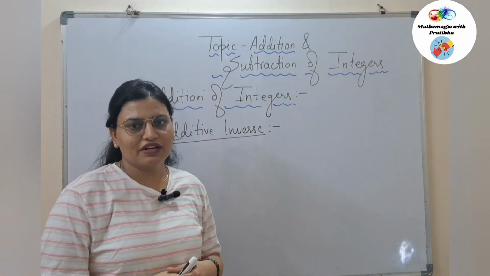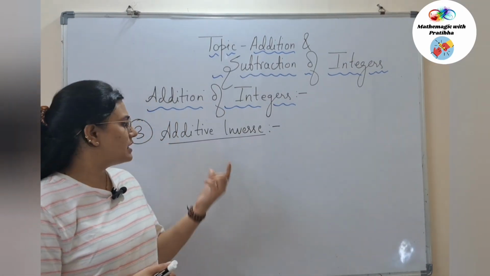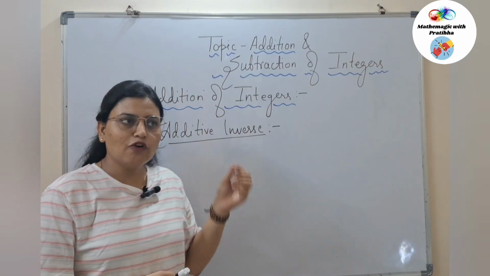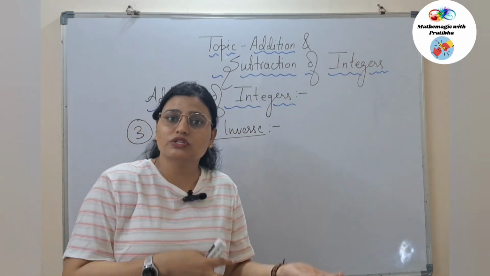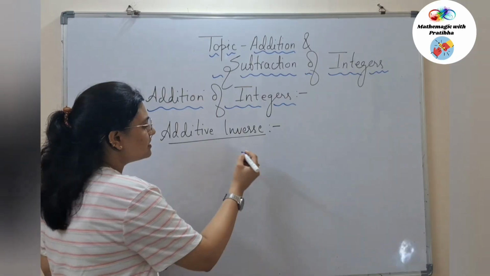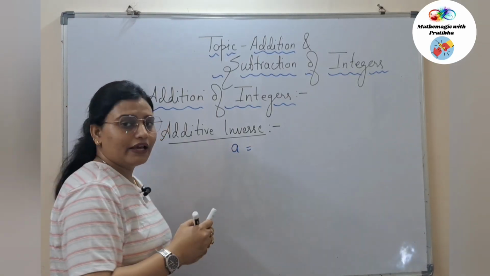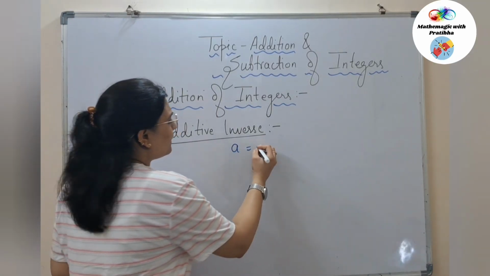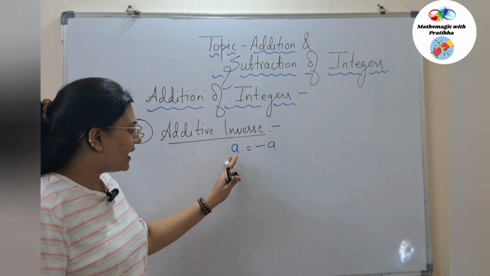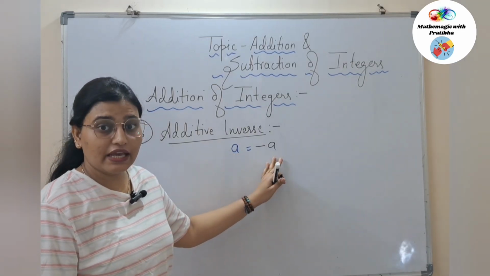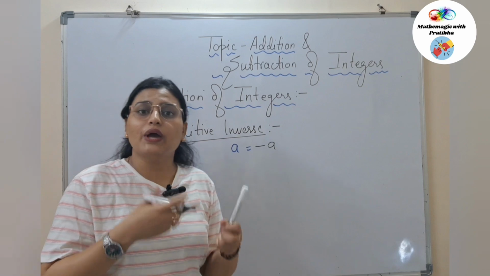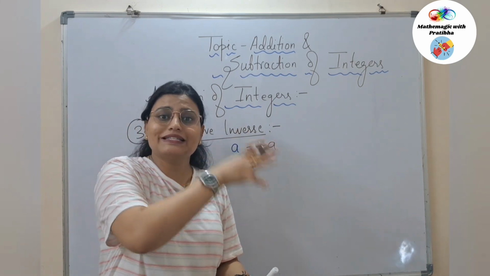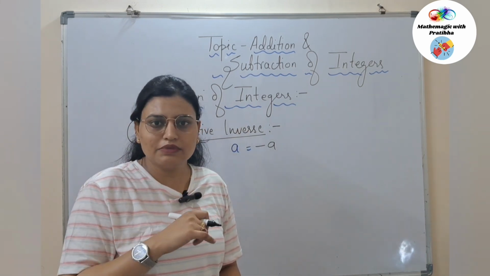Now there are some properties. Let's understand those properties. Additive inverse. For every integer a, the additive inverse is the opposite of it. What is the opposite of a? A's opposite is minus a. So the additive inverse of a is minus a, and minus a's additive inverse is a. So whenever we add any integer with its additive inverse, the answer always comes 0.